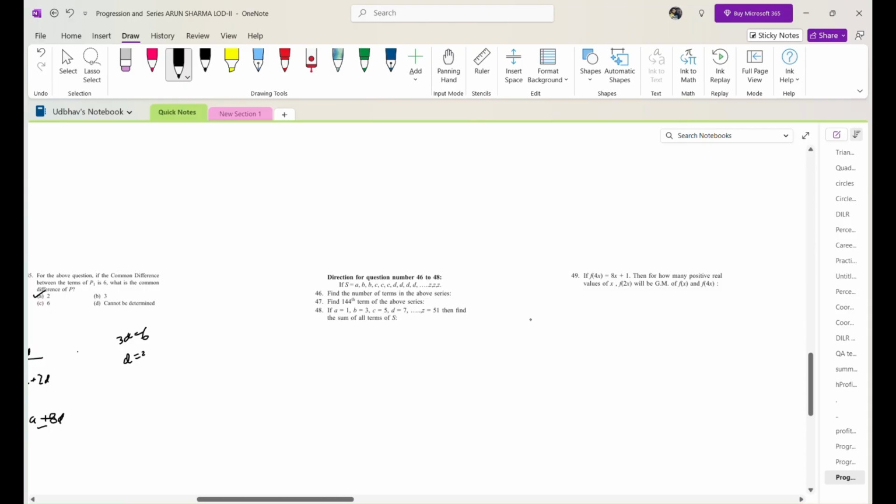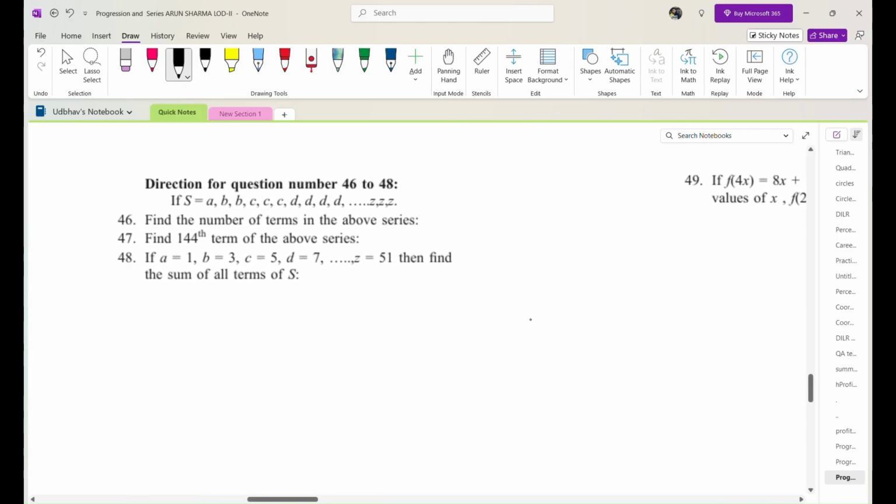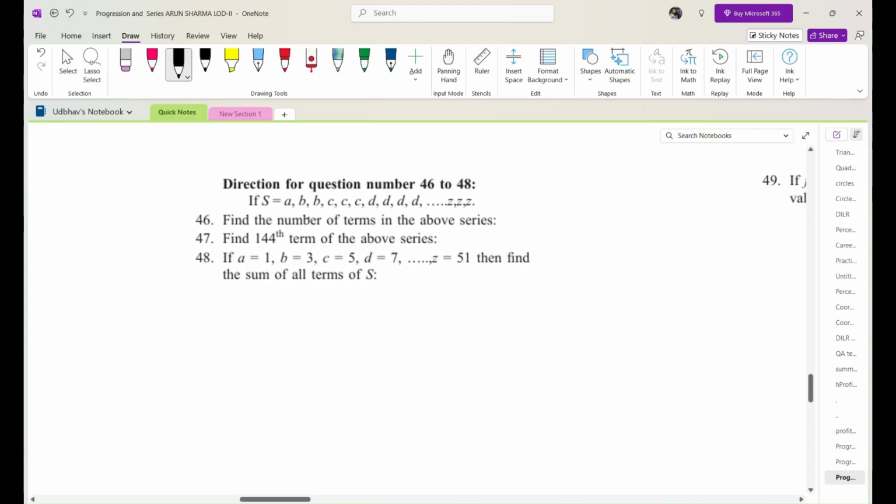So the next question is 46 to 48. If S equals A, B, B, C, C, C, D, D, D, till Z, Z, Z, find the number of terms in the above series. Number of terms: first, A is 1 time, then B is 2 times, then C is 3 times, D is 4 times, then E will be 5 times, F will be 6 times, up till Z will be 26 times.